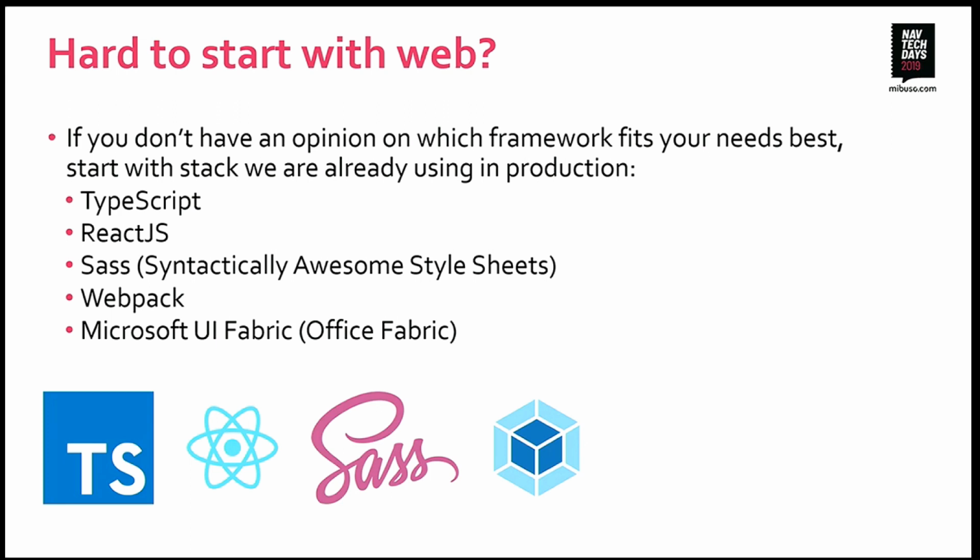So I'll just go quickly through what our stack is. We're using TypeScript for scalable JavaScript development, because TypeScript gives compile-time checks and prevents a lot of common mistakes. We're using React.js for rendering our UI components. We're using Sass for writing scalable style sheets. We're using Webpack for producing optimized client-side bundles. And lastly, we're using Microsoft UI Fabric, previously known as Office Fabric, as our UI component library.